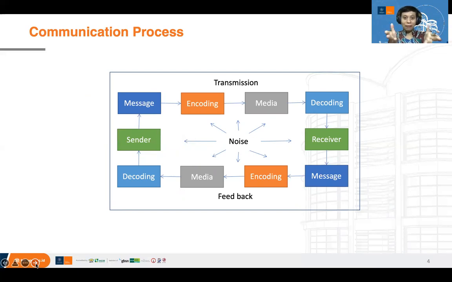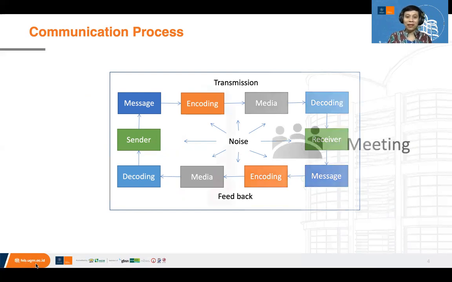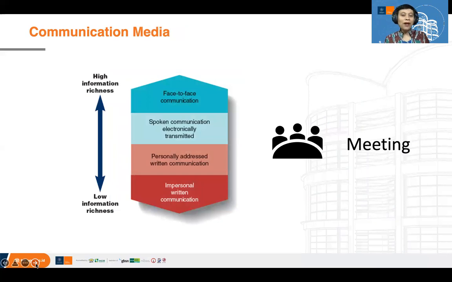But we can see in the middle of the process, there might be very specific noises, and specific noises coming into our meeting as one of the communication activities are noises coming from the different cultural backgrounds of our audiences coming into the meeting. So, what about a meeting?